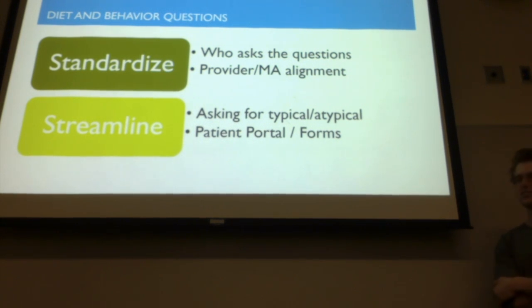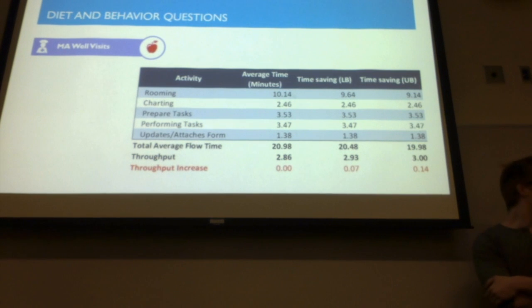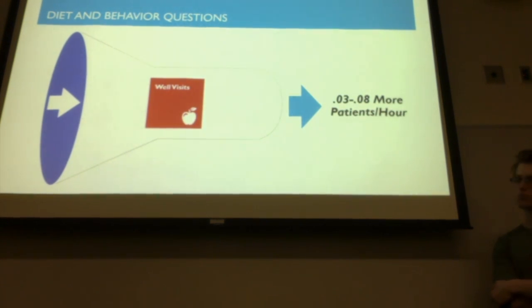And also, we look at patient portals and forms as another way in which we can incorporate certain time savings with respect to your incorporation. So for diet and behavioral questions, if we go through all of these recommendations for MA well visits, we found a throughput increase of 0.07 to 0.14 patients per hour. And to conclude, this is because all of these recommendations related to diet and behavioral questions are only related to the well visits. This will lead to a systemic throughput increase of 0.03 to 0.08 more patients per hour per provider.